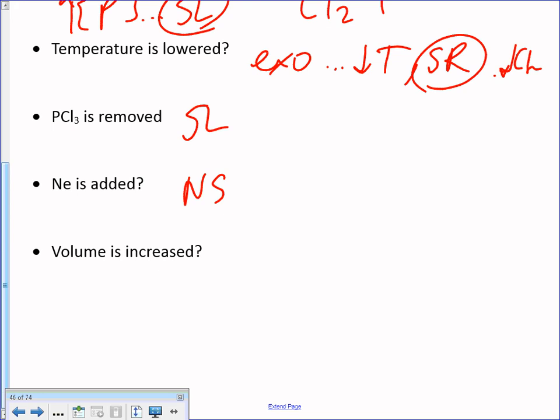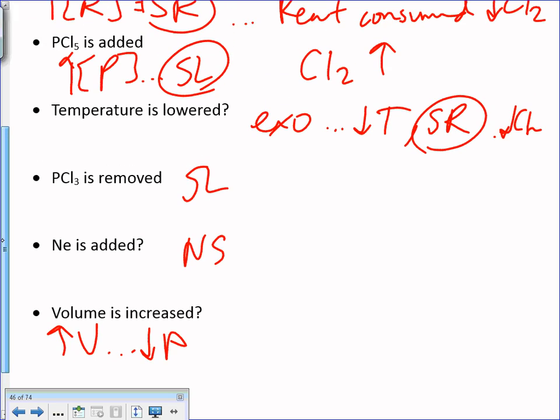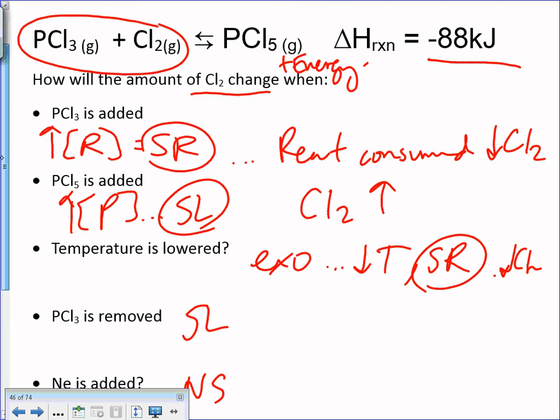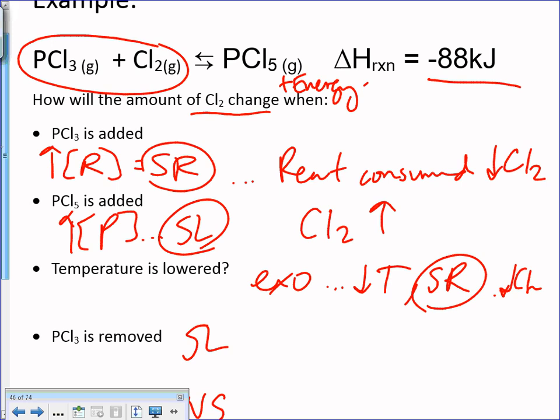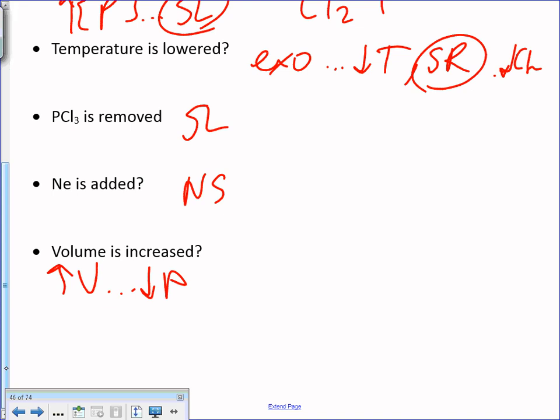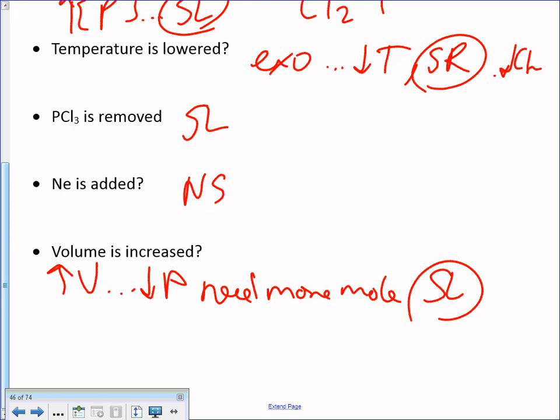Volume is increased. This one I might need to write. Increasing volume. What effect does that really have that we're concerned about? Decreasing pressure. So my volume is this big. I increase it. The pressure inside is now lower. That's the stress that I've caused: decreased pressure. What do I need to do then? I need to make more moles of gas to re-increase the pressure. So which way will I shift? Shift left. Correct. So I need more moles of gas, so I shift left.